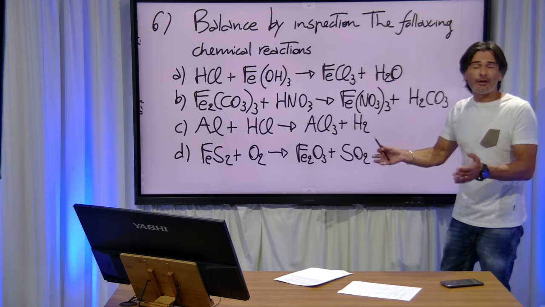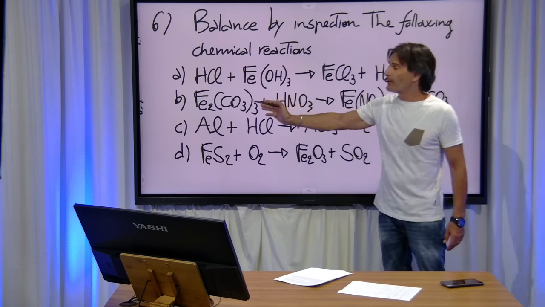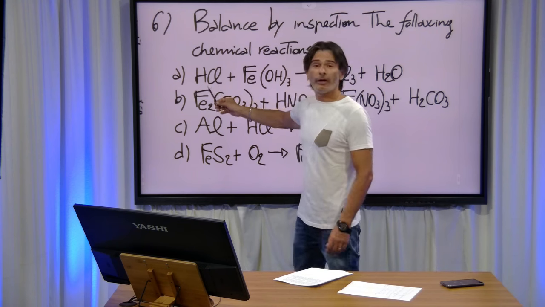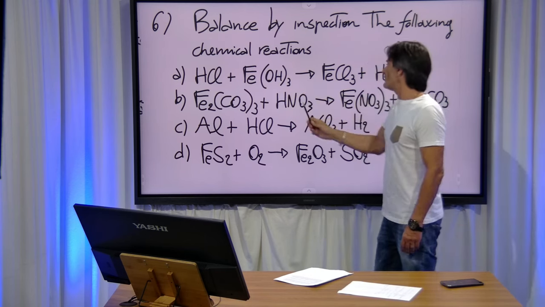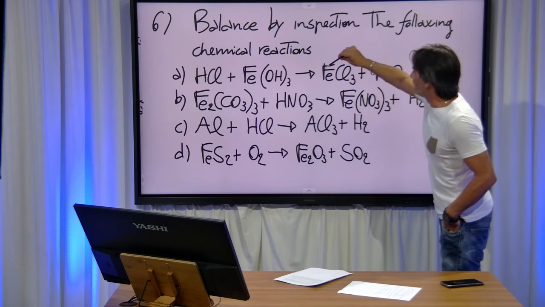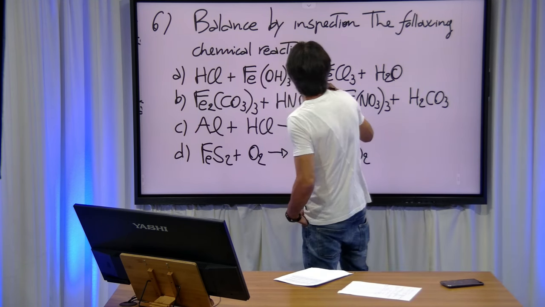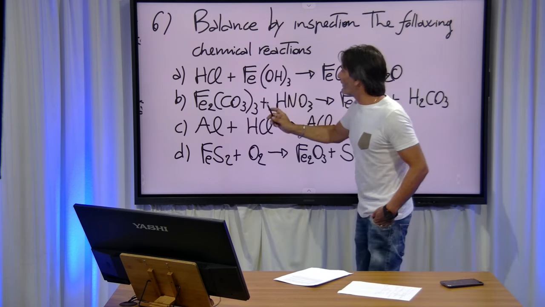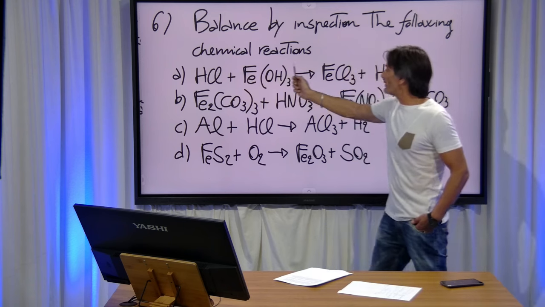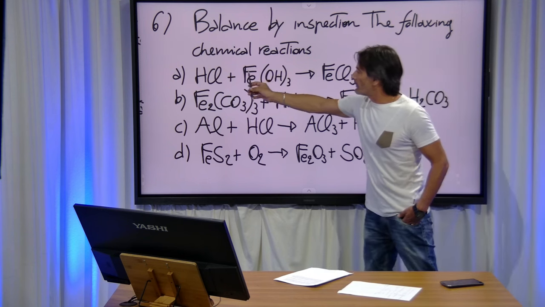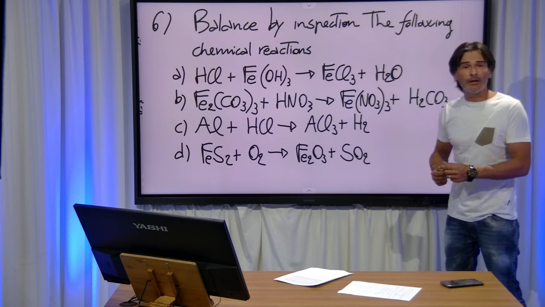So, applying these simple rules, for the first equation we have to start from the iron. In this equation, hydrochloric acid is reacting with iron hydroxide, in this case ferric hydroxide, giving rise to ferric chloride, a binary salt, and water. Starting from the iron, we can see that the coefficient in front of iron is 1 between the reactants and the products. So the iron doesn't help me to do something more.